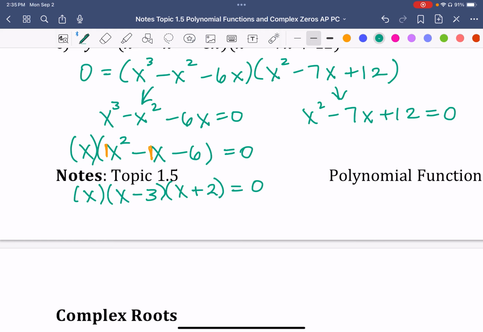Okay, now I have all of these numbers. I would separate all of these again, set them all equal to 0. That's a lot of work and I'm running out of space, so I'm just going to write the answer. So x equals 0, x equals 3, and x equals negative 2. Now all of these factors had a degree of 1, so all of these are going to have multiplicity 1.